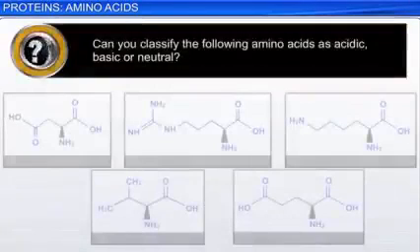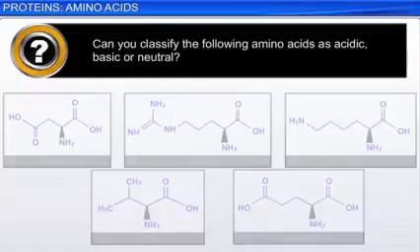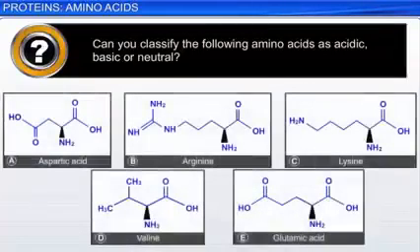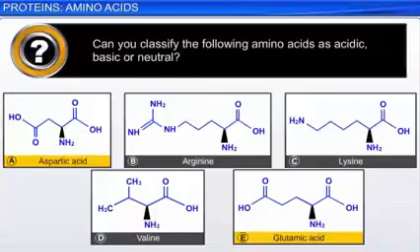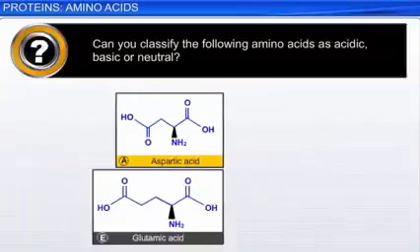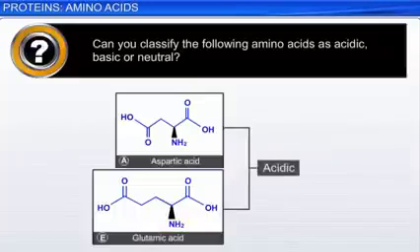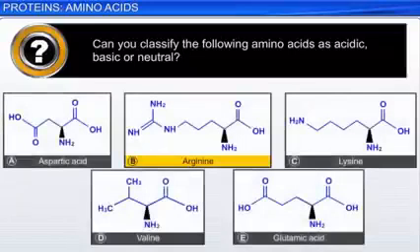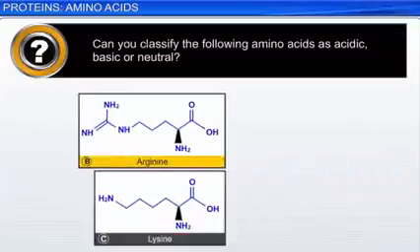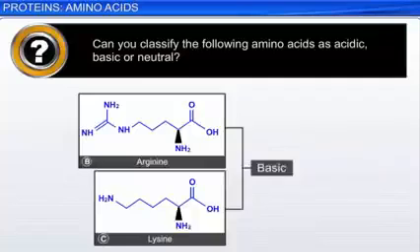Can you classify these amino acids as acidic, basic, or neutral? Look carefully at the structures. Molecules A and E, which are aspartic acid and glutamic acid, are acidic. Each has two carboxylic groups and one amino group. Molecules B and C, which are arginine and lysine, are basic. They have multiple amino groups but only one carboxylic group.